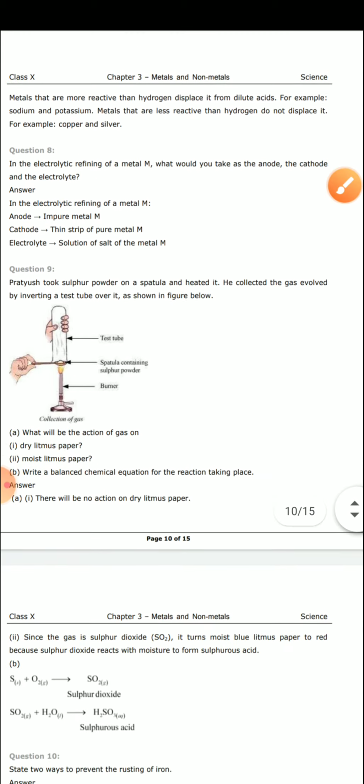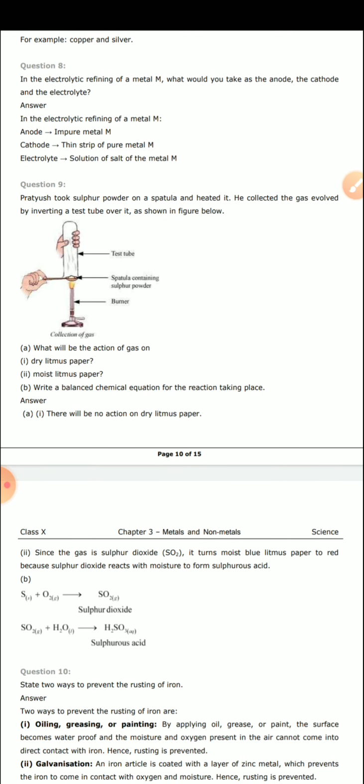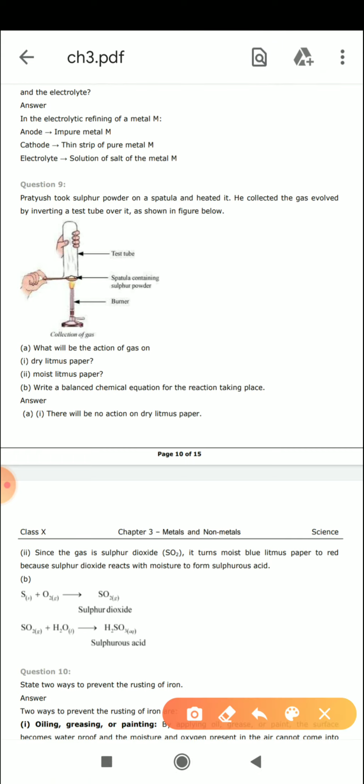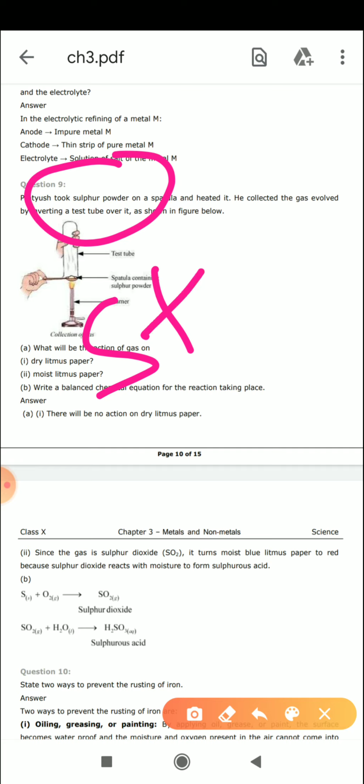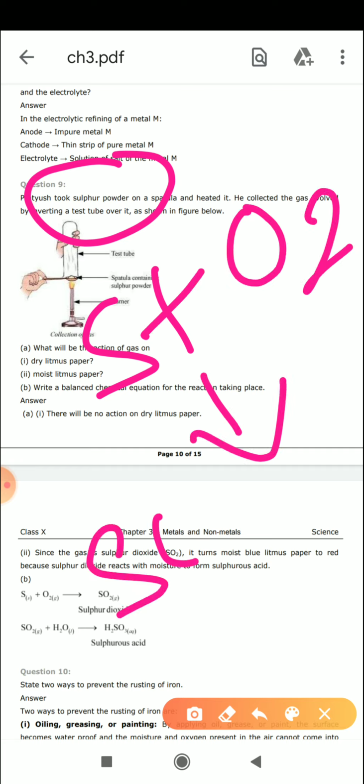Now come to the ninth question. Pratyush took sulfur powder on a spatula and heated it. He collected the gas evolved by inverting a test tube over it. First of all, whenever we are burning sulfur, you should know that burning is always possible in the presence of oxygen. So what will be formed? That will be sulfur dioxide.